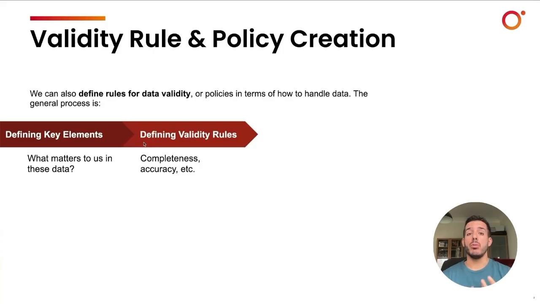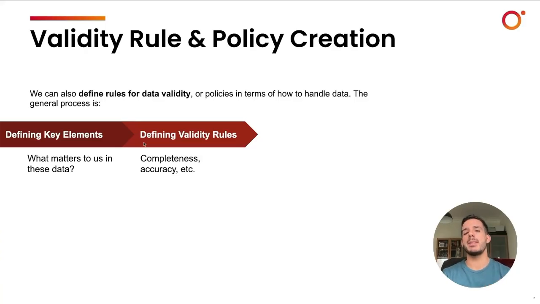You want to define what you want to focus on for these rules or policies. Then you want to define rules for the data validity itself, right? In terms of completeness, accuracy, and so on. Again, it depends on the dataset. The specific dataset may need to have certain values that are complete, so they can't be empty, or they may need to be timely, that is, they can't be older than a certain amount of time, or they may need to be accurate within a given range, and so on.